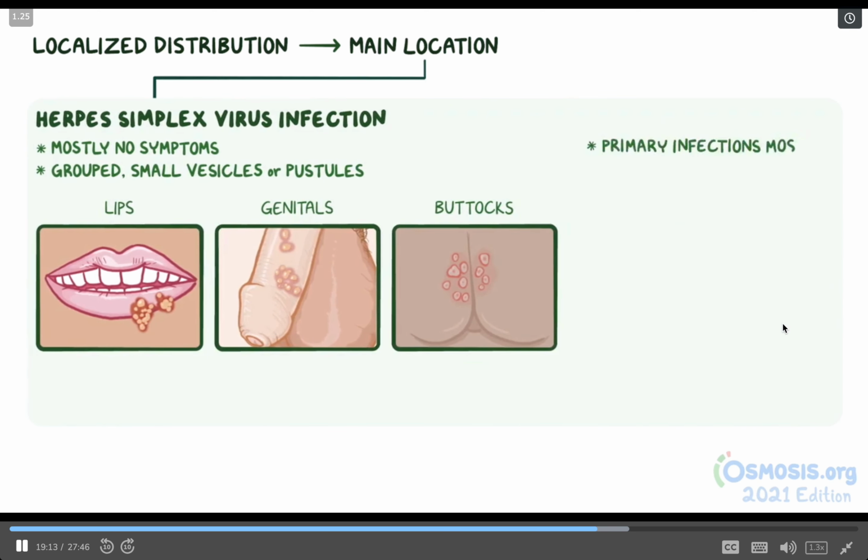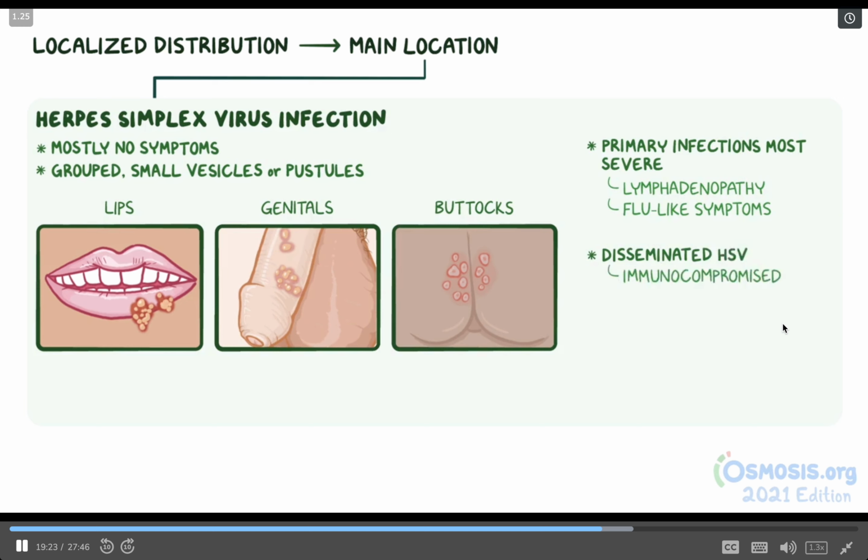Primary infections tend to be most severe and can be accompanied by lymphadenopathy and flu-like symptoms. Also here, disseminated herpes simplex virus may develop in immunocompromised patients and patients with a compromised skin barrier, such as those with atopic dermatitis. The term eczema herpeticum is used to describe when this develops in people with atopic dermatitis.